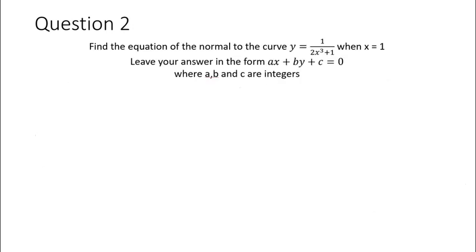Right then, on to question 2. We are going to find the equation of the normal to the curve when x is 1, and we're going to leave our answer in the form ax plus by plus c equals 0, where a, b, and c are integers. So this is quite a common thing they'll ask you to do in the exam. Find the equation of a tangent, or in this case, find the equation of the normal.